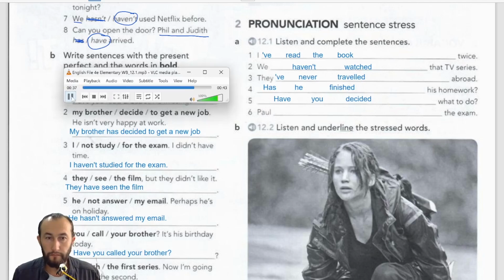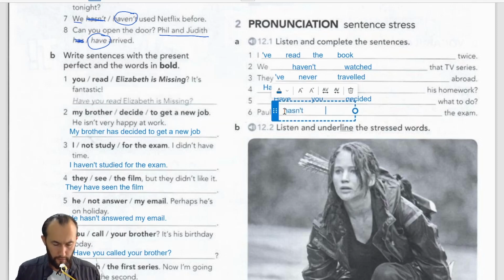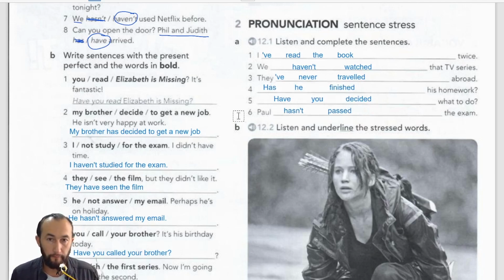Number 6. Paul hasn't passed the exam. Hasn't passed the exam. So we got like the exam is there. Paul hasn't passed the exam. That's it. Now B is asking us 12.2.